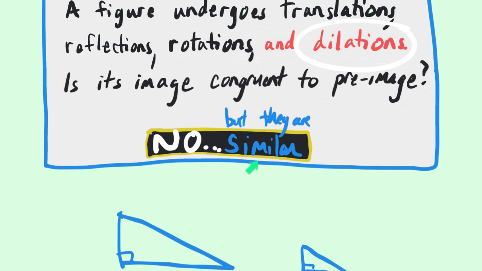So this idea of similarity, how do we know if they're the exact same shape? And how are they related to transformations? Well, the second question is easy. If you have a dilation where the shape gets bigger or smaller, then you'll have similar objects. Similarity will always require dilations.